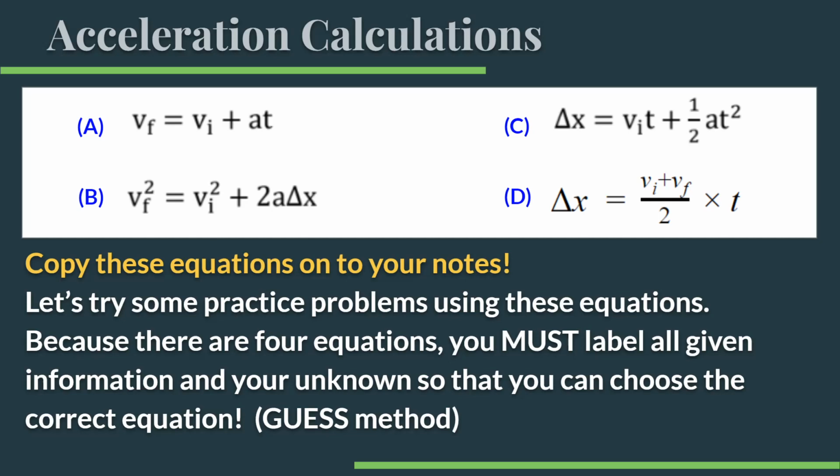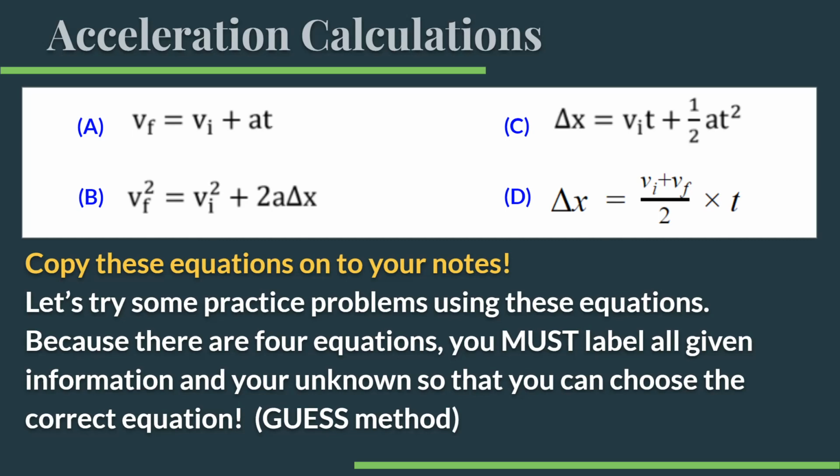The first of our kinematic equations, which I've lettered A, says final velocity, which is V sub F, equals initial velocity, which is V sub I, plus acceleration times time. Okay, so VF equals VI plus A times T. If you need to also label what VF, VI, A, and T mean, please feel free to do that on your paper. Again, that's final velocity equals initial velocity plus acceleration times time.